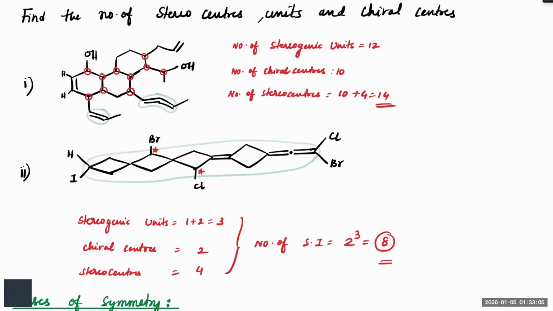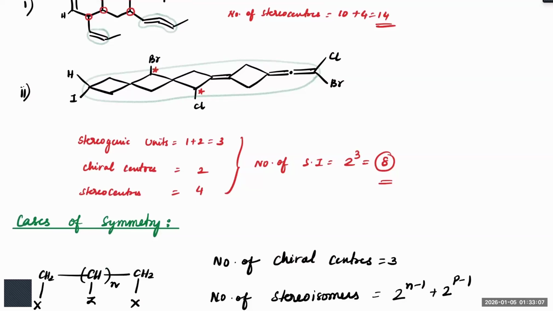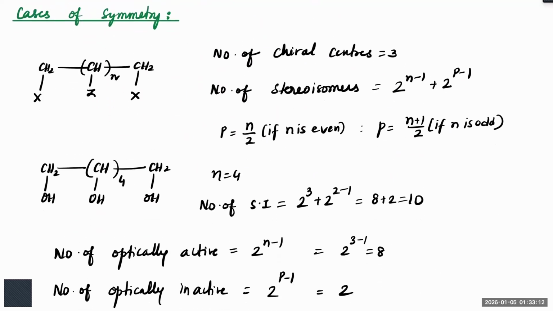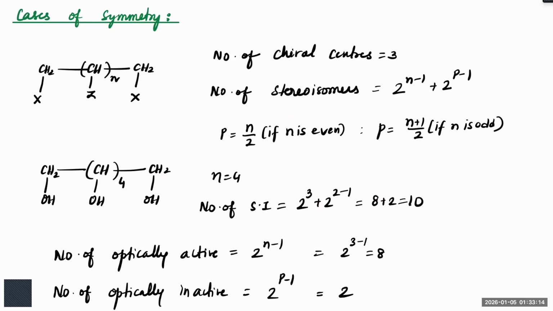Next. What if we have the cases where there is a symmetry being observed? Cases of symmetry. Please notice the cases of symmetry. That is, you have n number of chiral centers, but unfortunately, this side and this side groups are the same. Okay. In such a case, what formula do we apply? How do we get that?